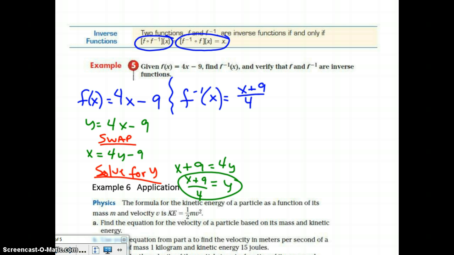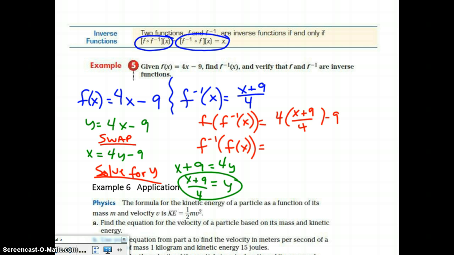And then I'm going to do the composite functions. I'm going to take f of the inverse and see what that equals, and I'm going to take the inverse of f and see what that equals. Start with the original function, leave a little space there where x is, and I'm going to substitute the inverse in there. What will happen is our 4s will reduce, and 9 minus 9 is 0, so we're left with x. Kind of looks like it's already going to work out for us.